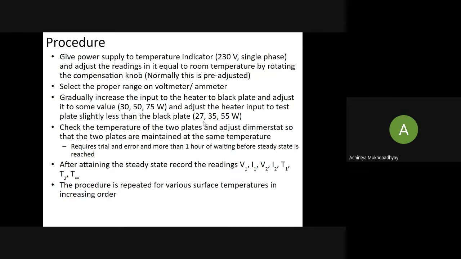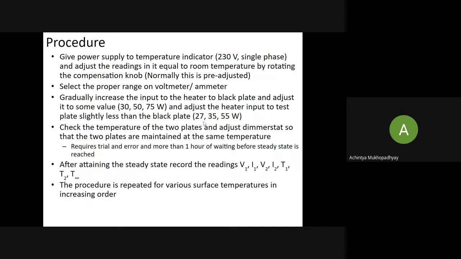We are talking about how to adjust it by trial and error, but one intelligent thing you can adopt is that the power input to the test plate should be slightly less than the power input to the black plate. If you do it the other way around, or if you keep the power input to both of them the same, you will never achieve this equality.